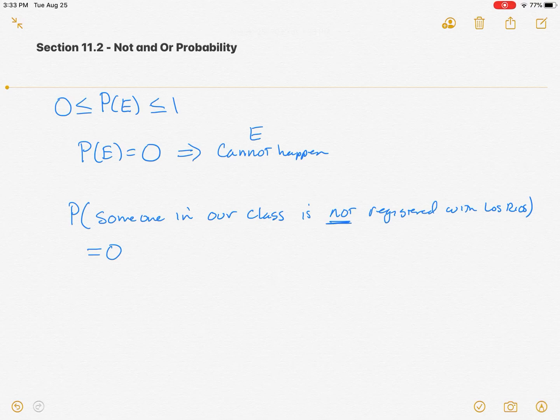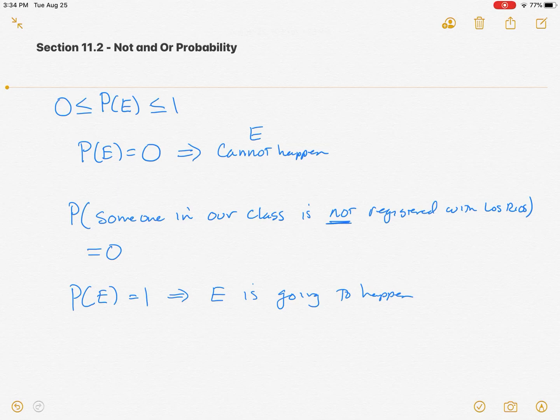They'll also remind us that the probability of an event equaling 1 means that E is going to happen. Right? It has to happen. It's a sure thing. So the probability that someone in our class is registered with Los Rios is 1. The probability that when you roll a six-sided die that a number between 1 and 6 comes up is 1. And so they're just reminding us about those properties as we enter into those sections.